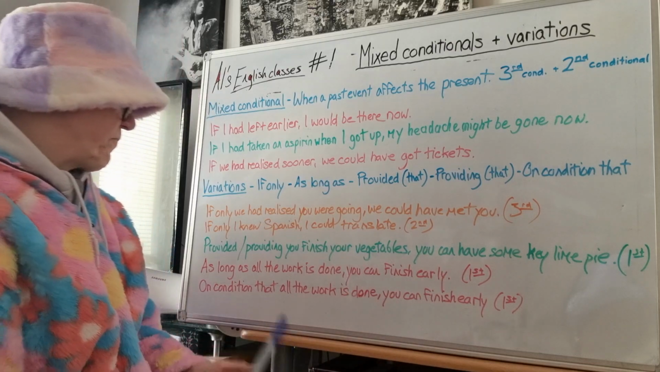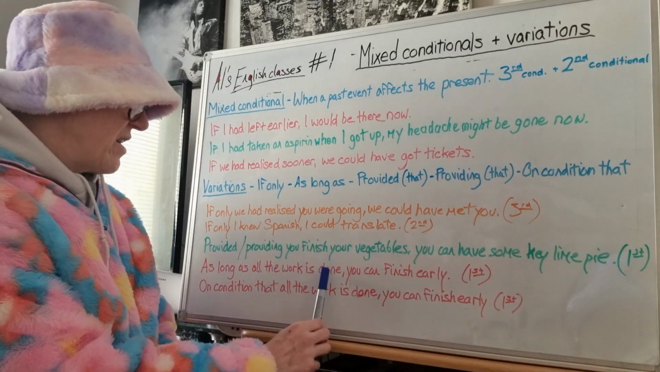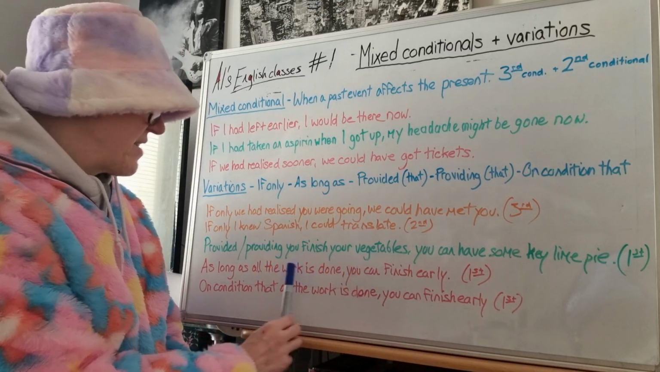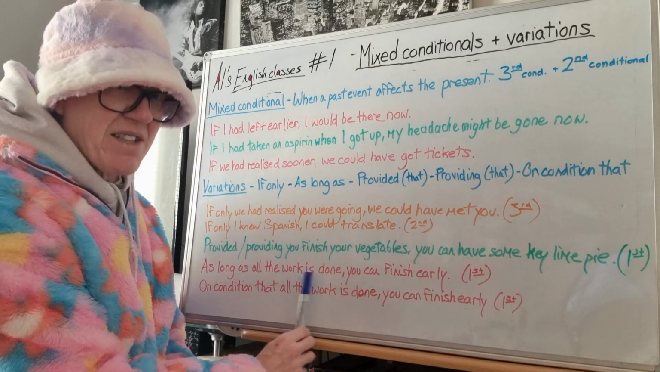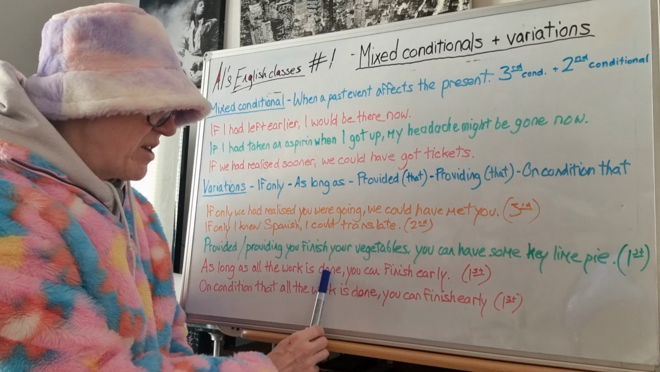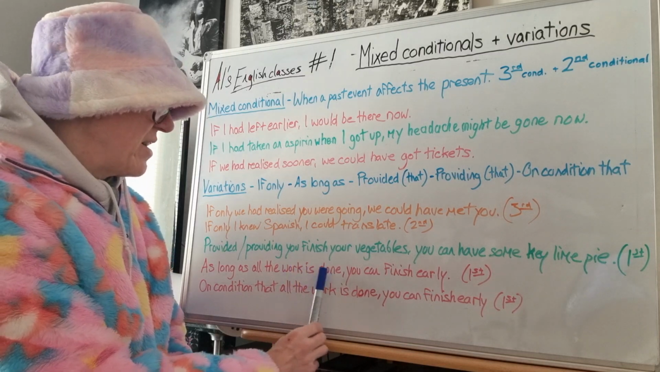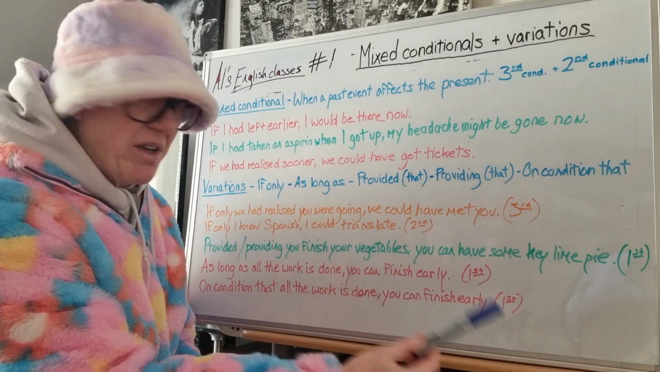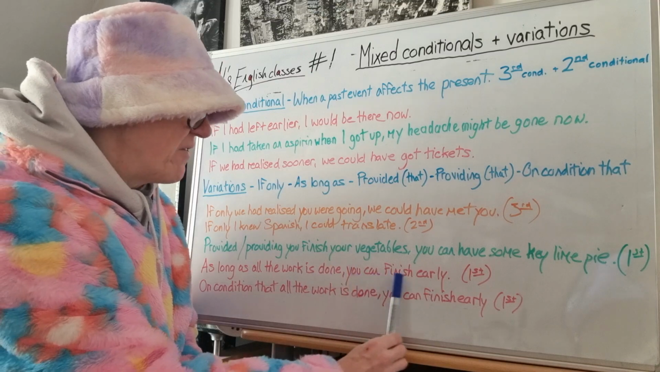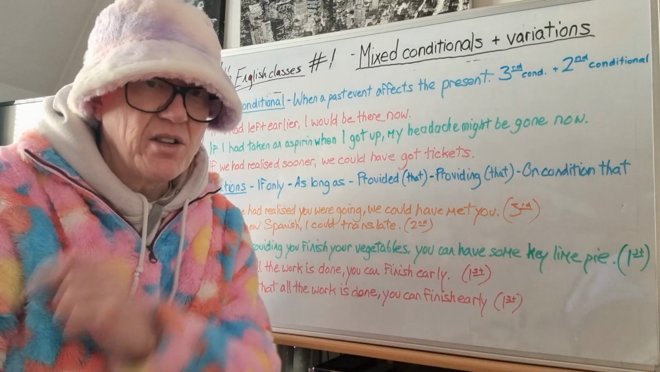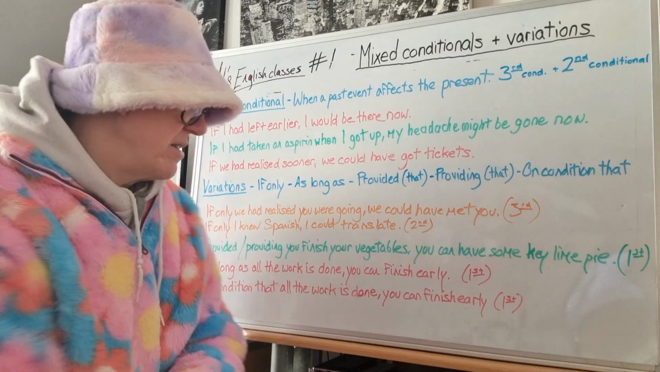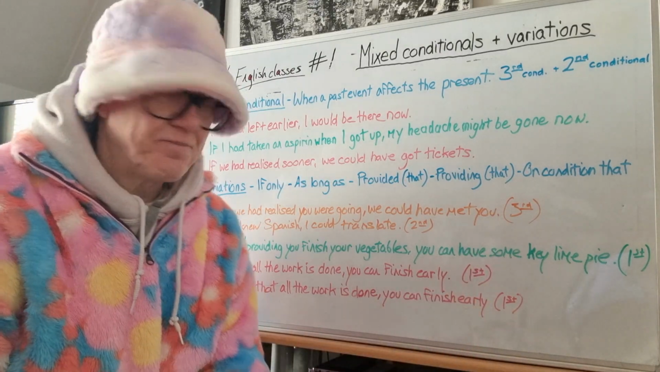Yes, as long as all the work is done, you can finish early. First conditional, all the work is done. That's passive. That's why you might think, is that first? Yes, it's passive voice. Is plus past participle. The work is done by somebody, so it's passive voice. You can finish early. That's definitely first conditional. For example, as long as you eat your vegetables, you can have some key lime pie.